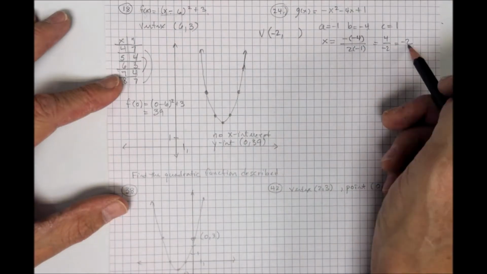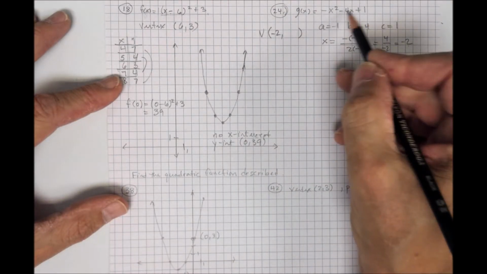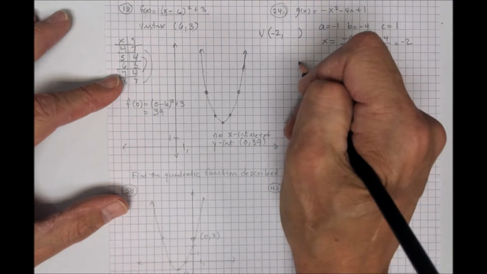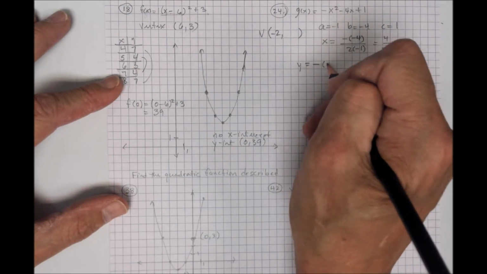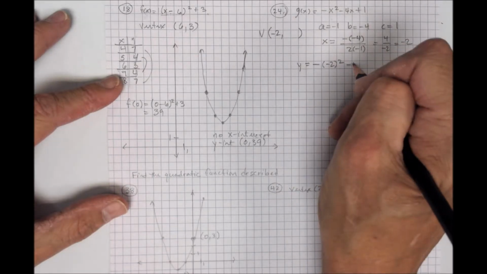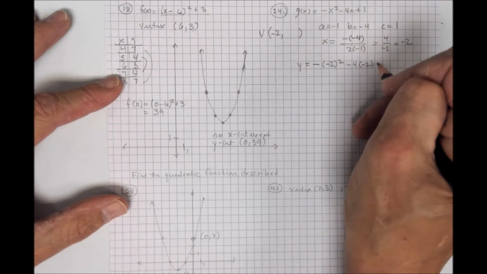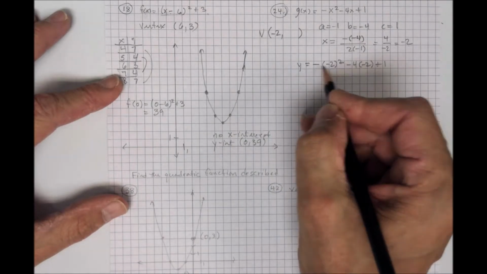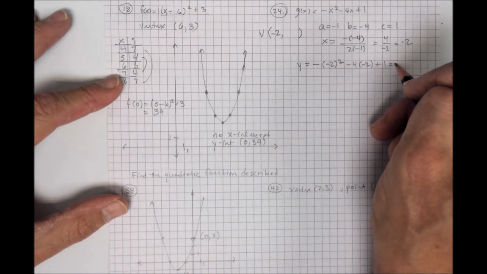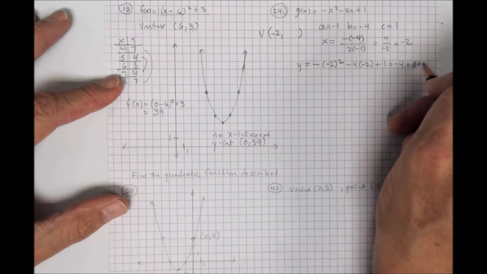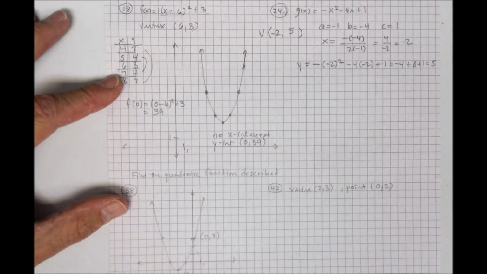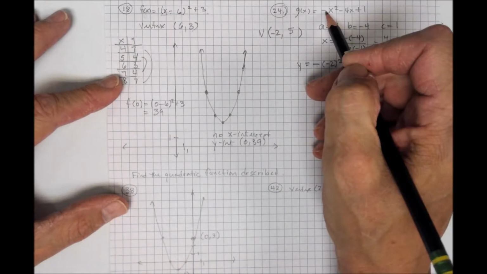To find the something, take the negative 2, plug it back in here. We'll look out for those negatives. So if I plug negative 2 in, I get y equals the opposite of negative 2 squared minus 4 times negative 2 plus 1. So negative 2 squared is positive 4, and the opposite of that is negative 4, plus 8 plus 1 is 5. So my vertex is negative 2, 5. A is negative, so it opens downward.